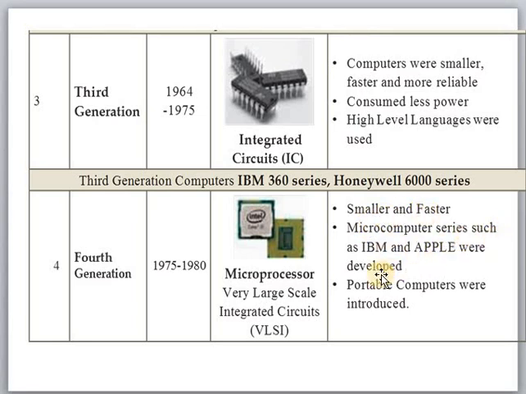Microcomputer series such as IBM and Apple were developed. Portable computers were introduced. Because of this microprocessor, they started having the portable computers, and only during this generation they started having the network, internet. Everything was possible only because of this microprocessor. Only from the fourth generation they started having the network connectivity, that is your internet.